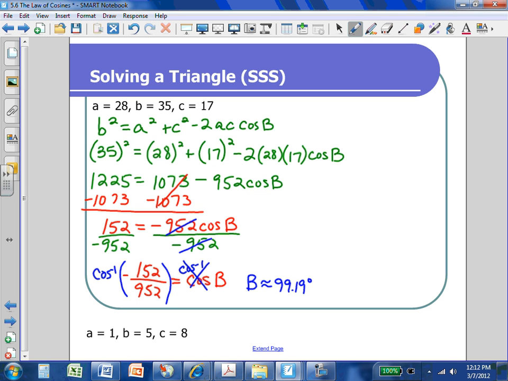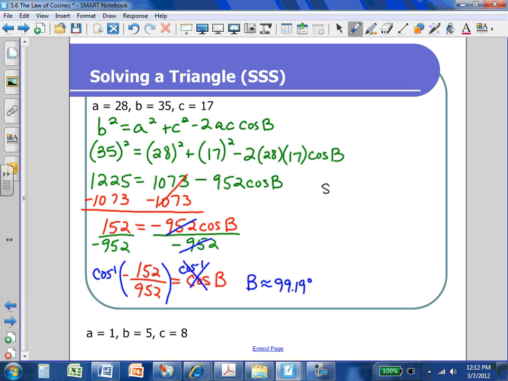99.19 degrees. So here you do see we have an obtuse angle, meaning angle A and angle C have to come out to be acute angles, because at most you can have is one obtuse angle on a triangle. So now that I have angle B, I've got to solve for either A or C, and I can use my law of sines. So I'm going to go ahead and solve for A.